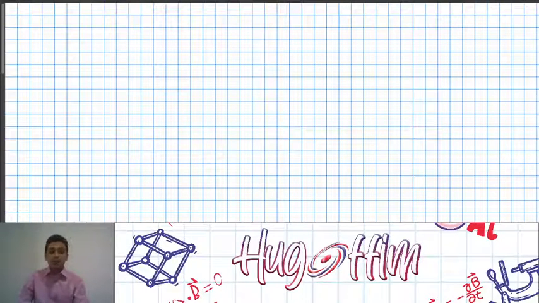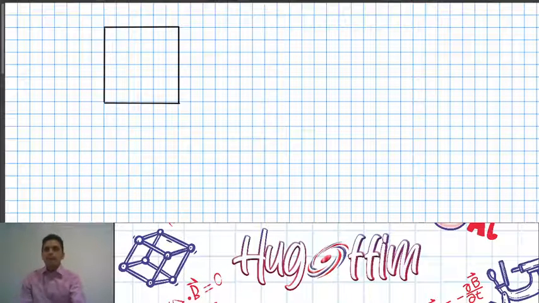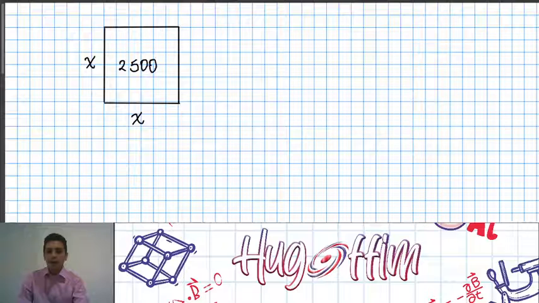I want you to imagine that you have a square. Yes, imagine that you have a square. But you don't know what the side of the square is. You just know that the area of the square is 2,500 square meters.